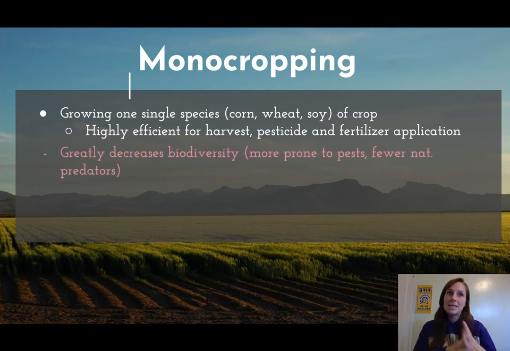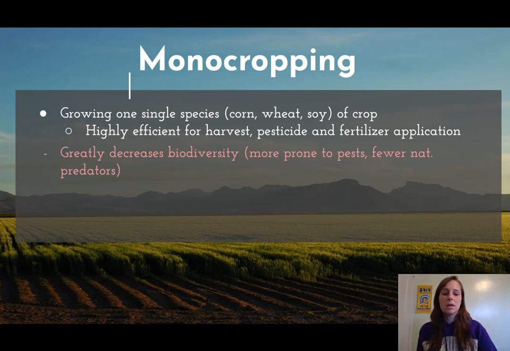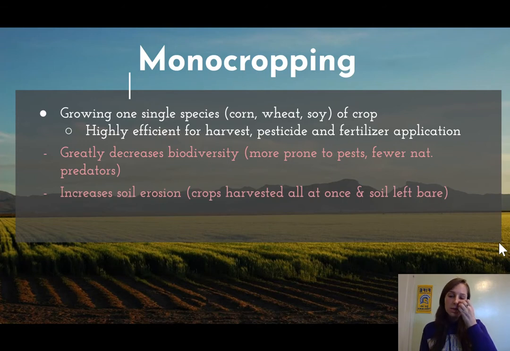Now, some of the downsides of monocropping is that it's going to greatly decrease biodiversity, which makes the crops more prone to pests, and there's going to be fewer natural predators. Then it's also going to increase soil erosion. So the crops are going to be harvested all at once, so the soil is going to be left bare. It's not like in a natural forest where you're having little bits here and there going away. This is going to be like everything's taken at once, and the soil is left just very barren.